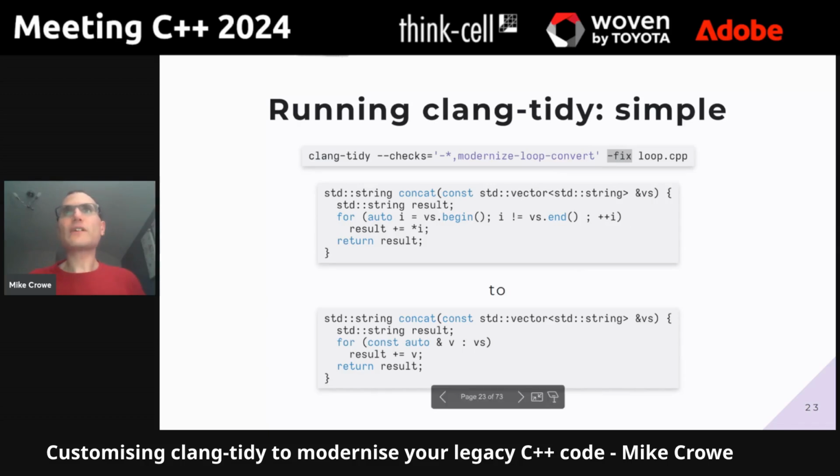So this check in particular, which is the modernize loop convert check, turns an old style C++98 for loop using iterators into a new style ranged for loop automatically. And of course, it's turned the dereference here into an instance of the loop variable there.